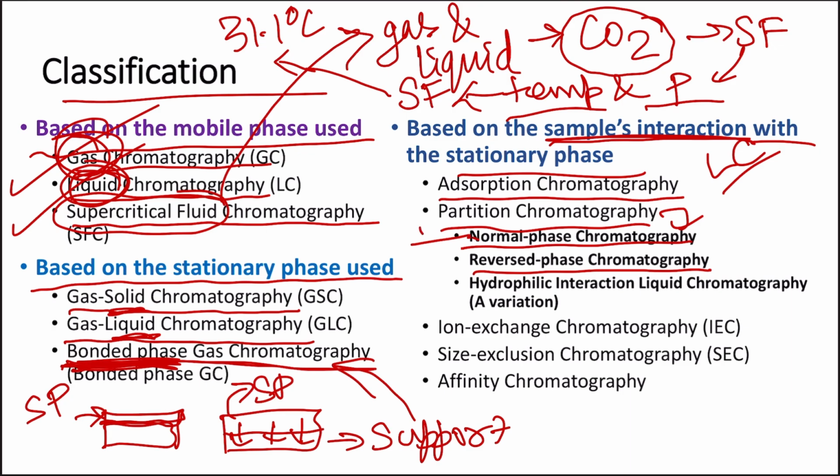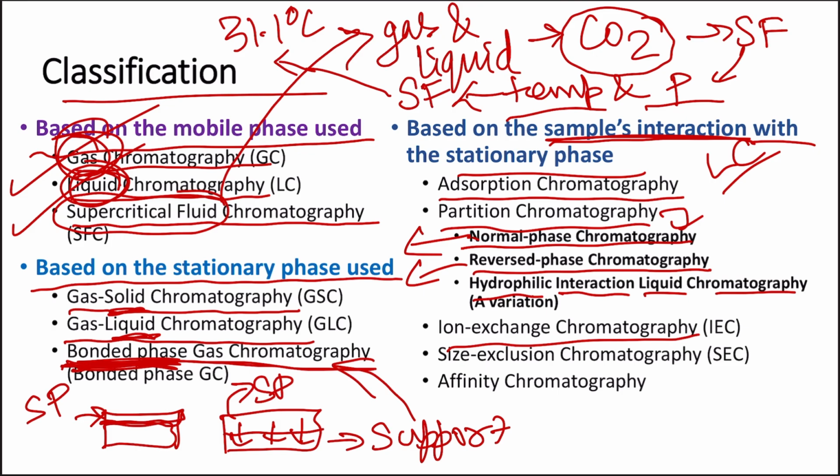So in normal phase chromatography, we are using a polar stationary phase, whereas in reverse phase chromatography, we are using a non-polar stationary phase, and the mobile phase will be just the opposite. Then we have hydrophilic interaction liquid chromatography, which is just a variation of partition chromatography, nothing much to explain about it. And then we have ion exchange chromatography, in which the stationary phase is basically formed of several charges, so it will attract the opposite charges from the sample.